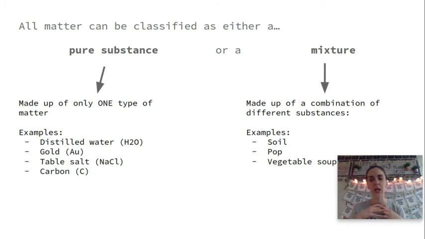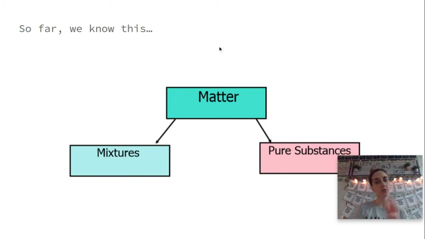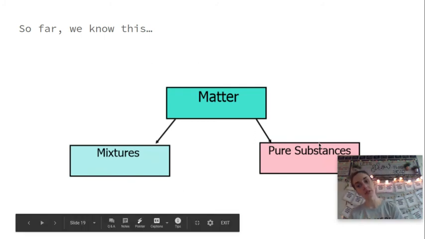So it could be water that's been distilled. It could be pure gold. It could even be pure table salt or pure carbon. Mixtures are combinations of different substances. So things like pop or iced tea or dirt or vegetable soup or spaghetti sauce. Those would all be examples of mixtures. So far, we know this. Matter can be separated into mixtures or pure substances.